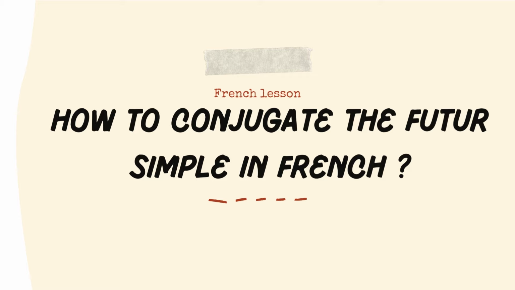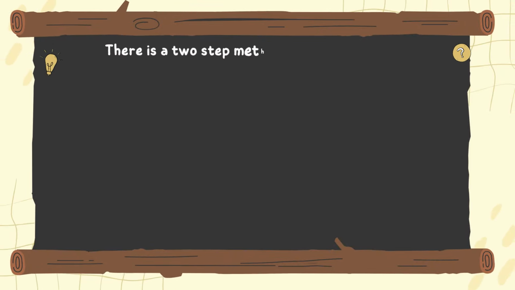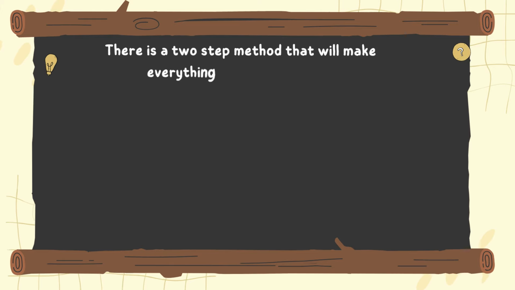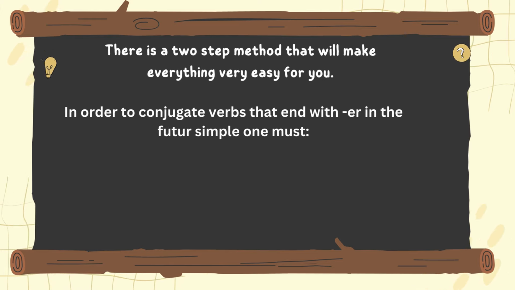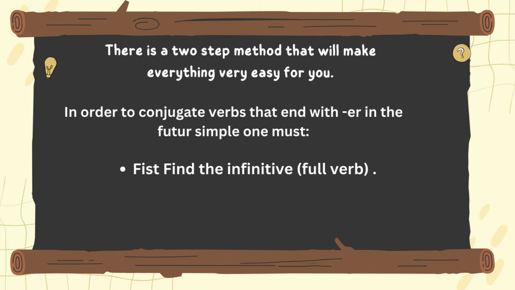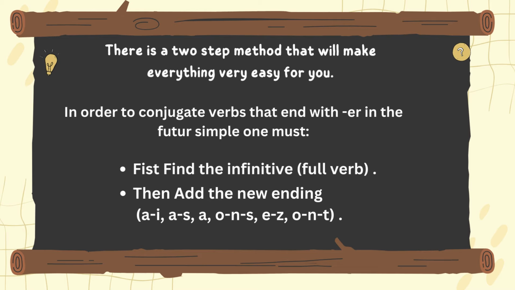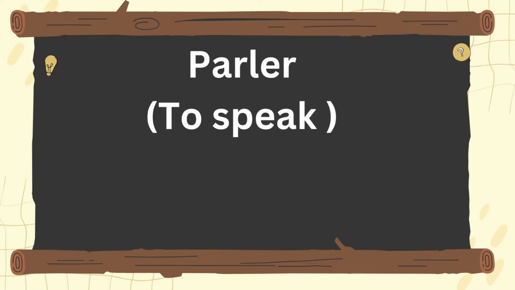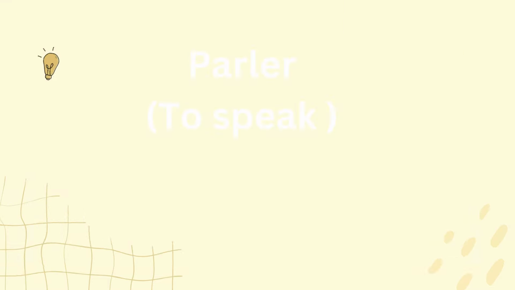How to conjugate the future tense in French. There is a two-step method that will make everything very easy for you. In order to conjugate verbs that end with er in the Futur simple, one must first find the infinitive of the full verb, then add the new endings ai, as, a, ons, ez, ont to the personal pronouns. Let's make it simple and understandable by using the example of the verb Parler. This means to speak in French.